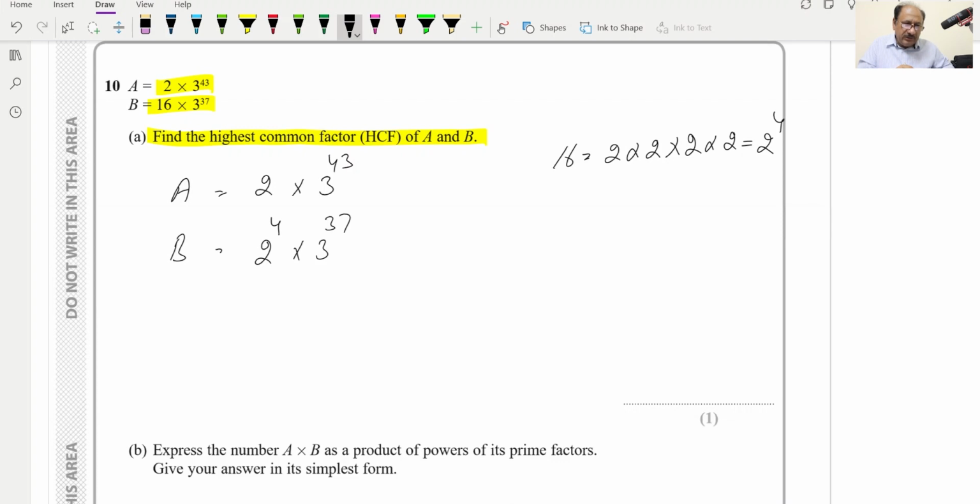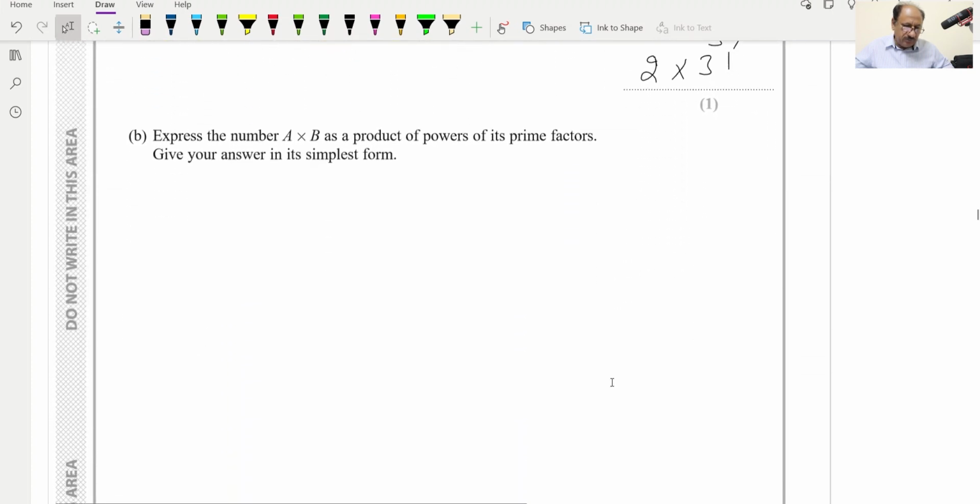Now we will be taking the minimum common power, so that will be the HCF. HCF will be equal to 2 raised to the power 1, which is the minimum which we have chosen from here, and 3 raised to power 37, which is also the minimum which we have taken over here. So multiply by 3 raised to power 37, and this will be our answer. We can write 2 into 3 raised to power 37. This will be the required answer.